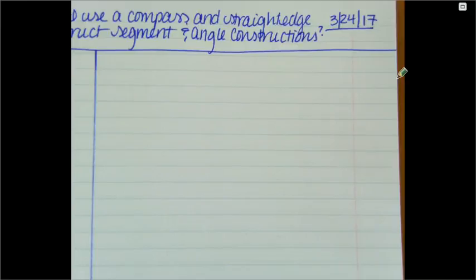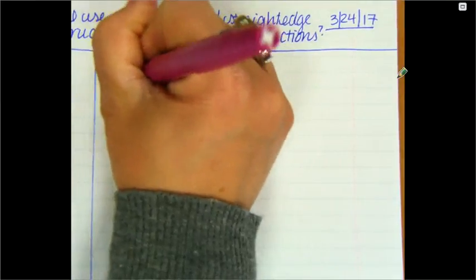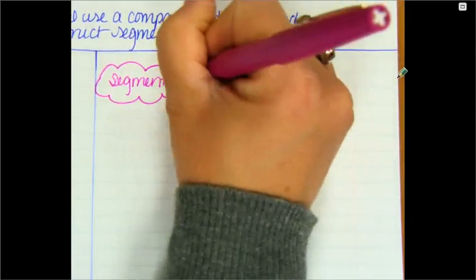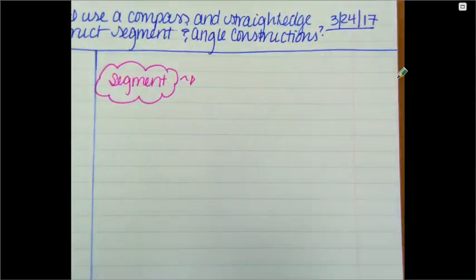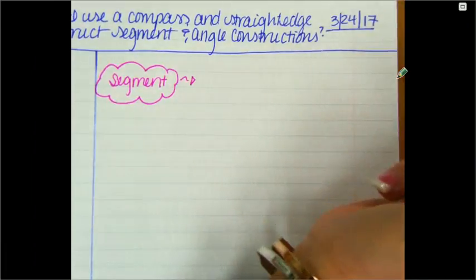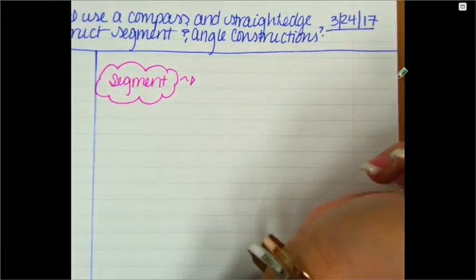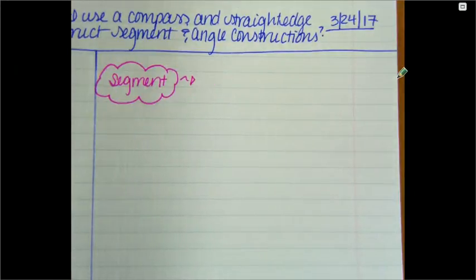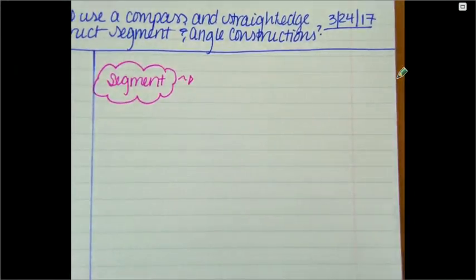All right, let's talk about what a segment is. Does anyone know what a segment is? Okay, what's a line? What does a line do? Does it start and stop? No. How do you know it doesn't start and stop? What does a line have at the end? Arrows. So here's a line, yes? And it keeps going on and on forever and ever, right?